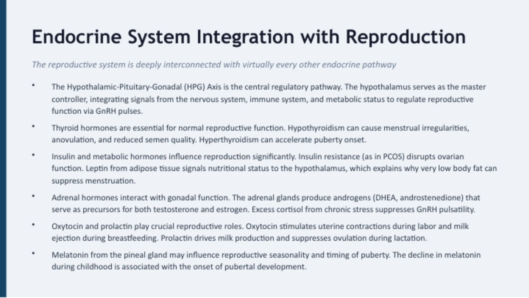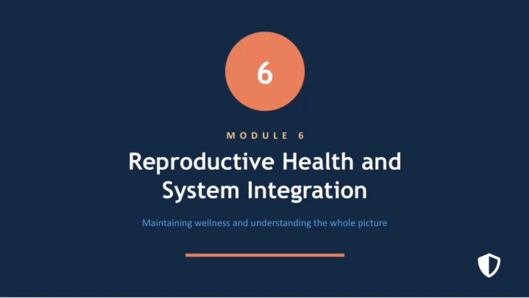Melatonin, produced by the pineal gland, may influence reproductive seasonality and the timing of puberty. Interestingly, as melatonin levels decline during childhood, it appears to be associated with the onset of pubertal development. Overall, it's clear that the reproductive system is deeply interconnected with almost every other endocrine pathway in the body. This complex integration highlights how finely tuned and responsive our endocrine system is in regulating reproduction based on various internal and external cues. Let's talk about maintaining wellness and understanding the whole picture.